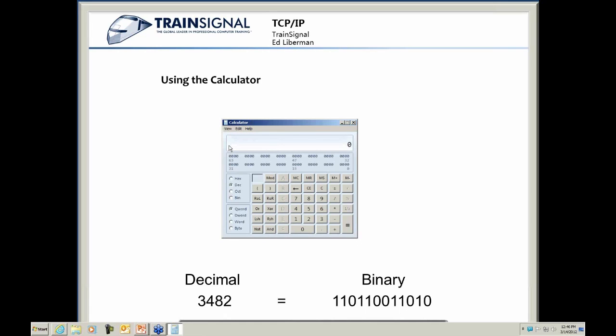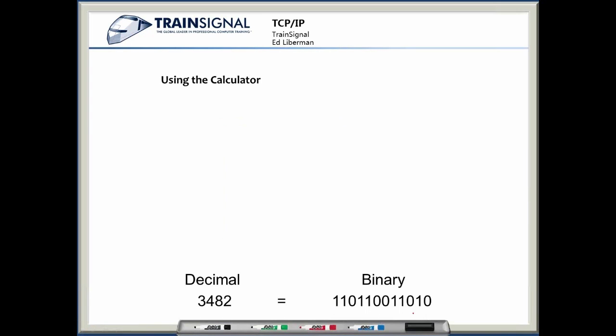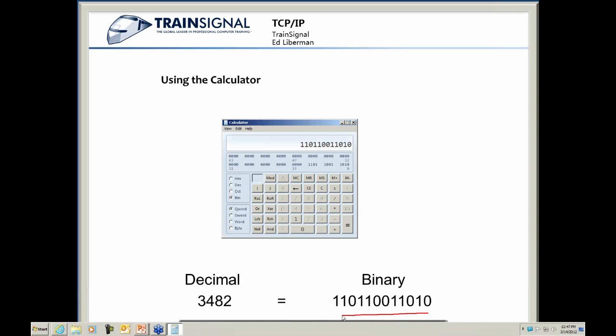How will you know which one you should go to? You want the one that has these options right here: hex, decimal, octal, and binary. Now, in decimal, if I put in 3,482, that's our decimal number, and I just click this button that says binary, boom, that's it. It converted it for us. 1101100111010, just like we had down here. Oh, I apologize, I just made the calculator go away. There we go. Just like we had down here.